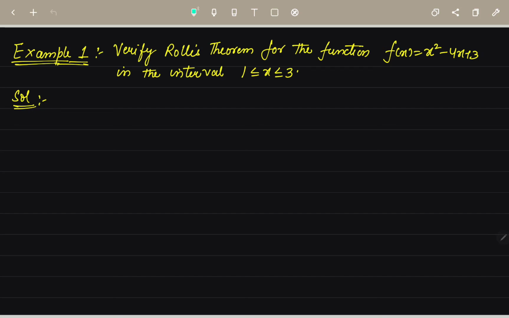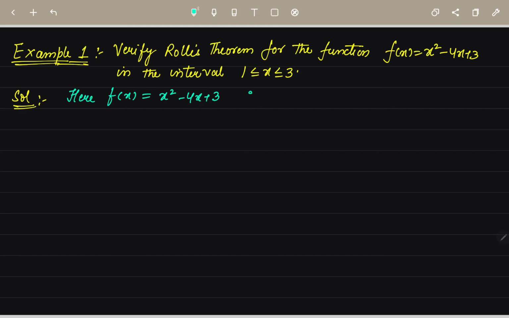Now I am going to solve one example on Rolle's theorem. So the first example is: verify Rolle's theorem for the function f(x) is equal to x square minus 4x plus 3 in the closed interval [1, 3]. So first of all, the function given is x square minus 4x plus 3. Now we know the three conditions and we will use these three conditions here for verifying Rolle's theorem.